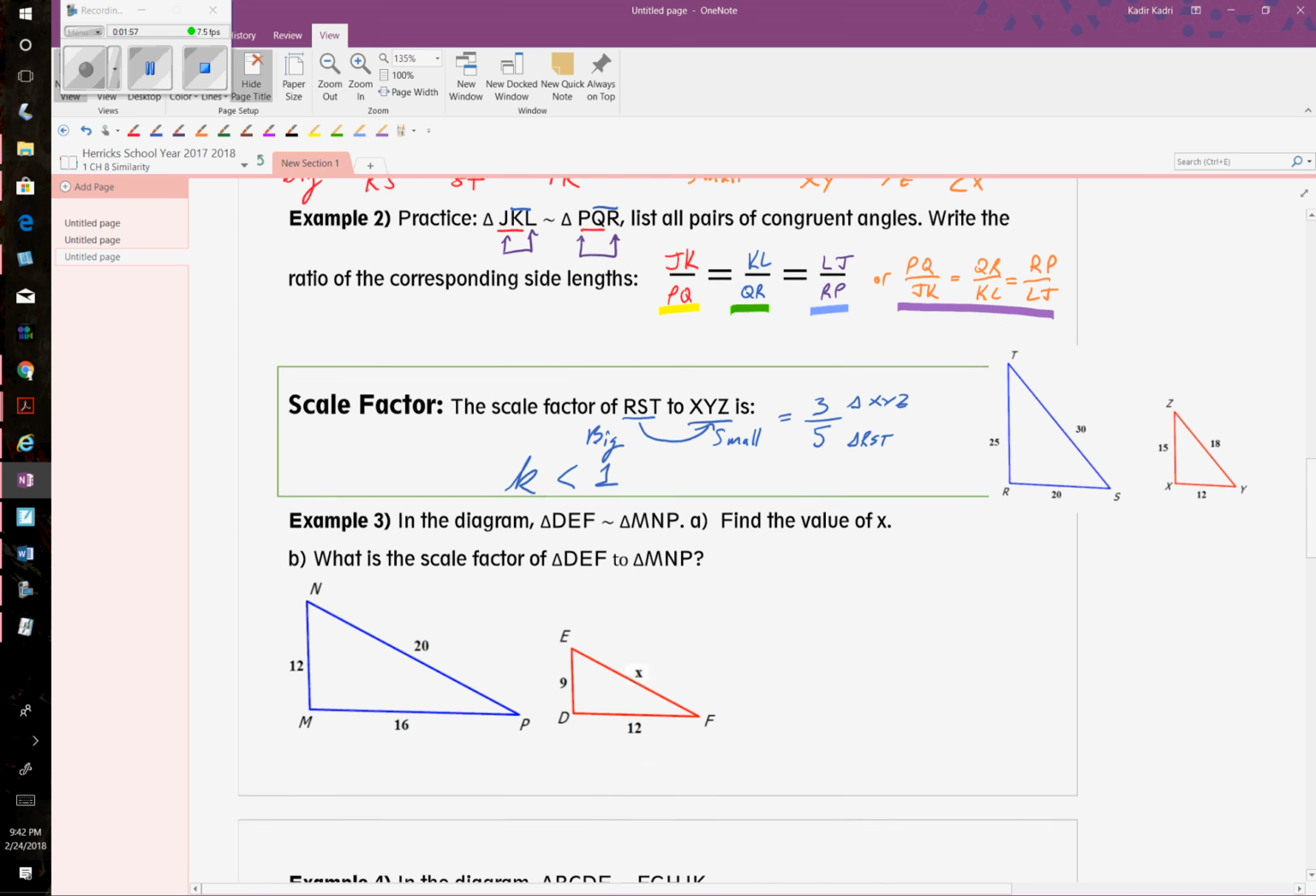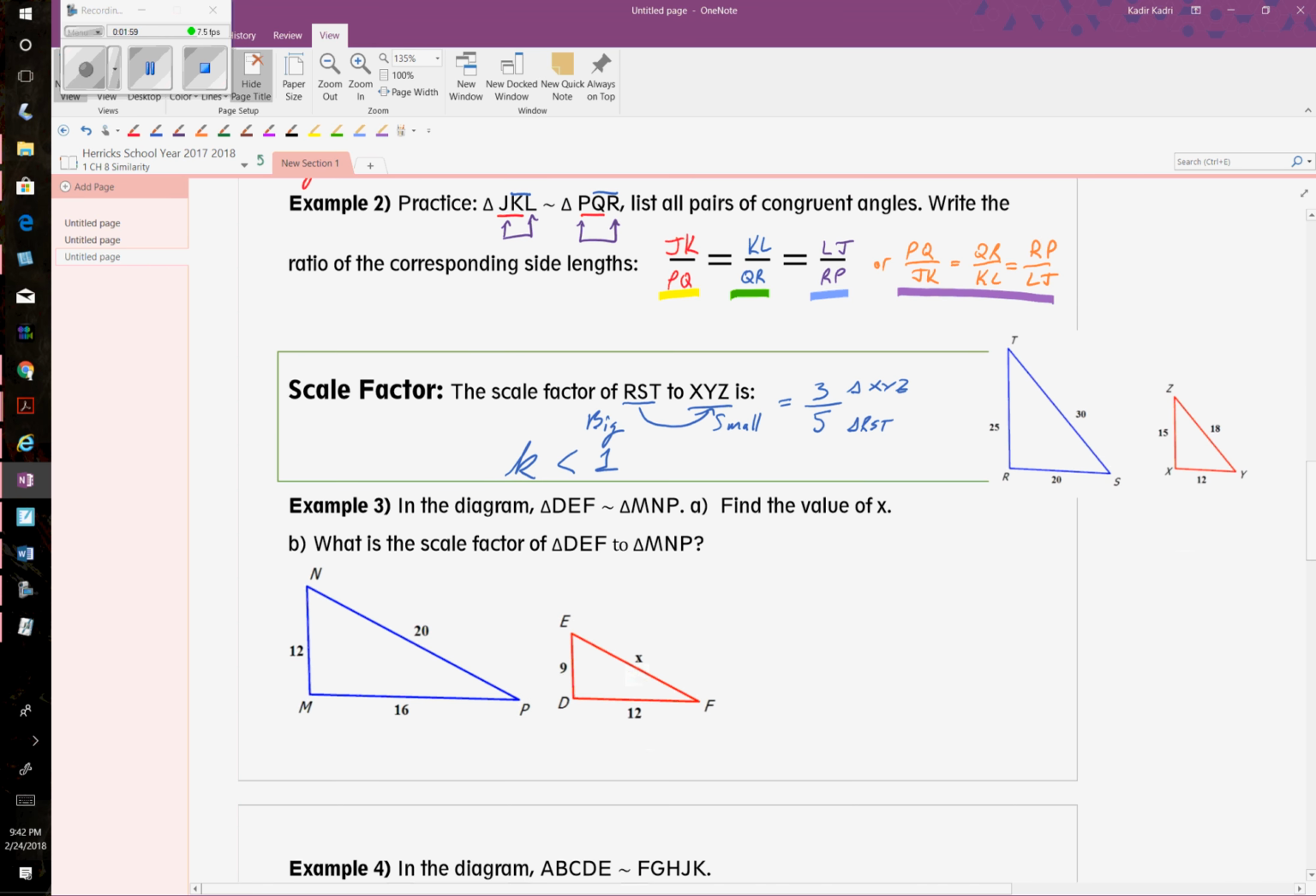Now, let's try example 3. And in this one, they want us to find the value of x, and also find a scale factor where we're going from DEF to MNP. And this time, we're going from small to big. So that means our scale factor has to be bigger than 1. Okay, well, let's figure that out.